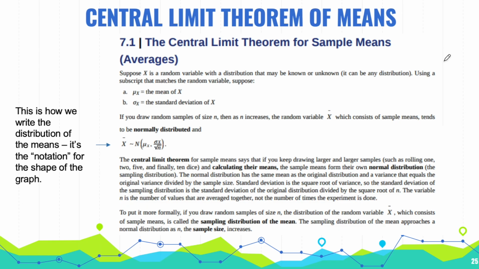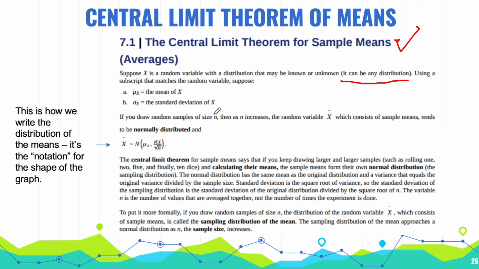Let's talk more about the formal definitions behind the central limit theorem. Again, as you remember, there are two versions of the central limit theorem. The first one is the central limit theorem for sample means, or averages. So suppose x is a random variable with a distribution that may be known or unknown. Remember, it can be literally any distribution. It doesn't have to be normally distributed. Using a subscript that matches the random variable, suppose that mu sub x is the mean of the x distribution, and sigma sub x is the standard deviation of the x distribution.